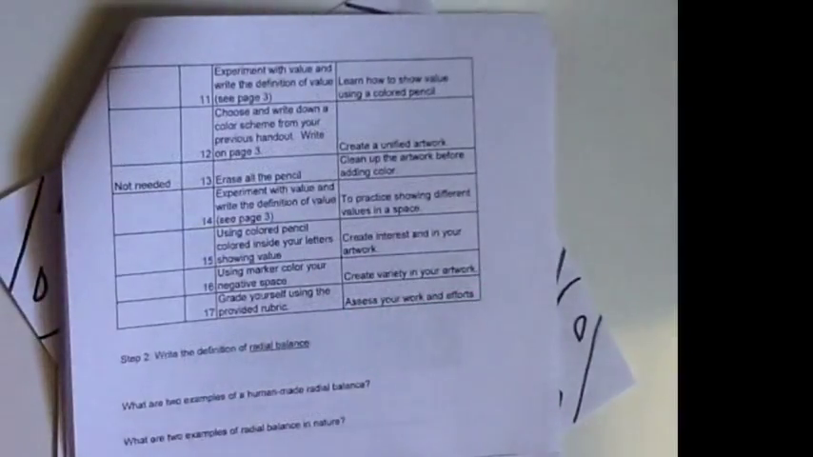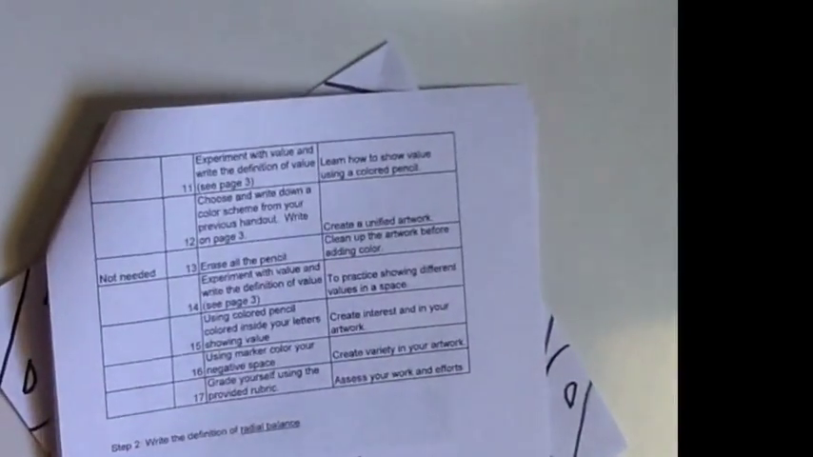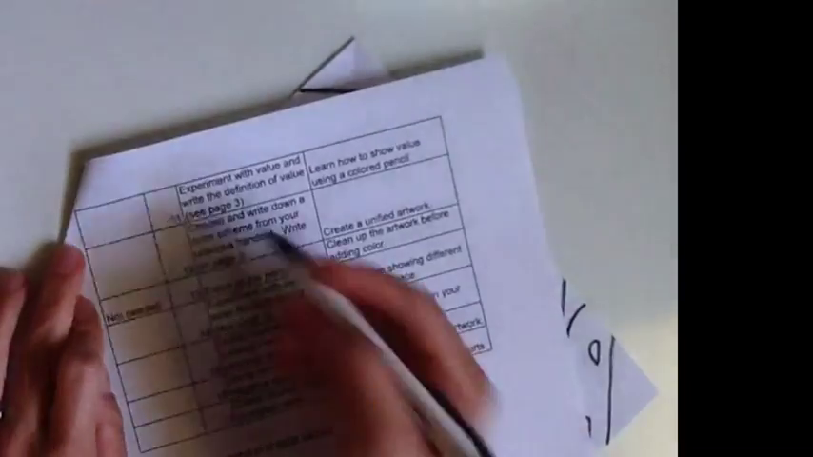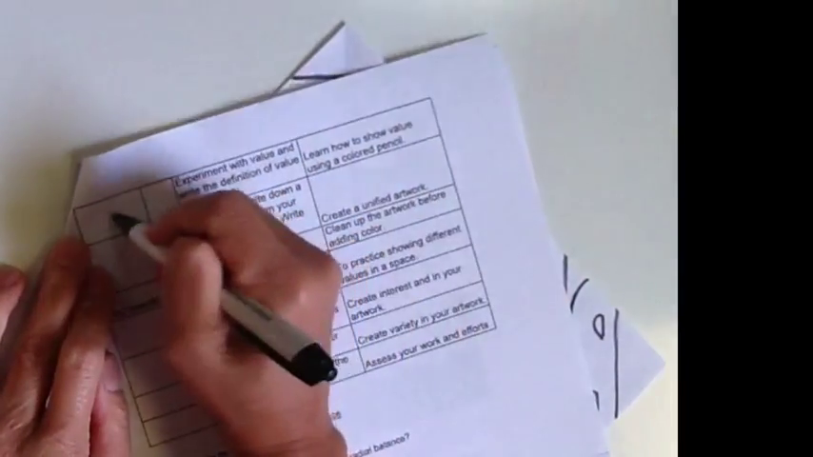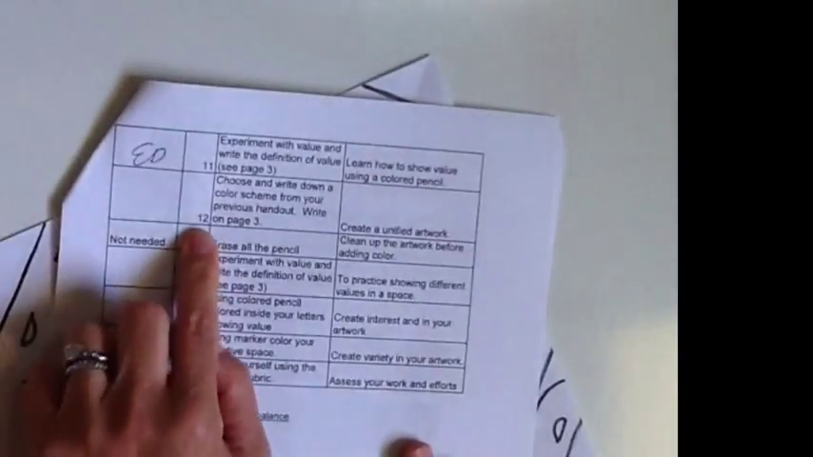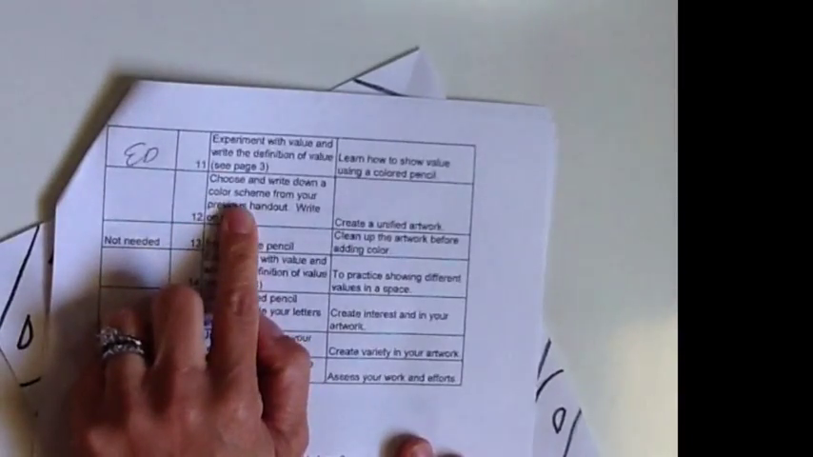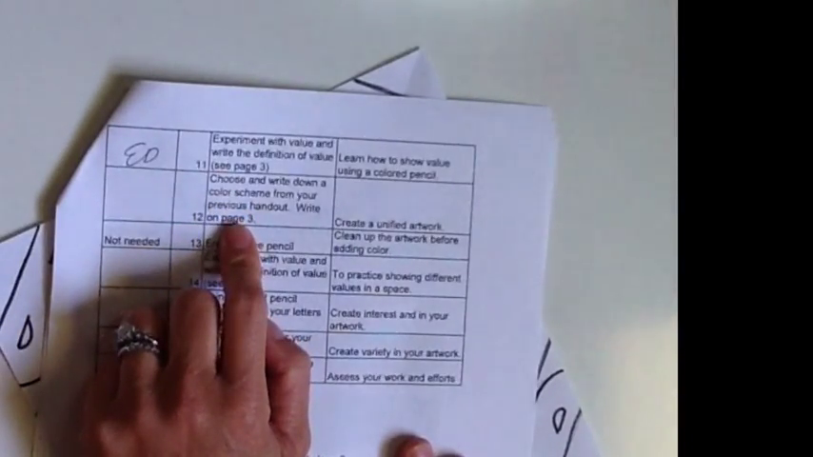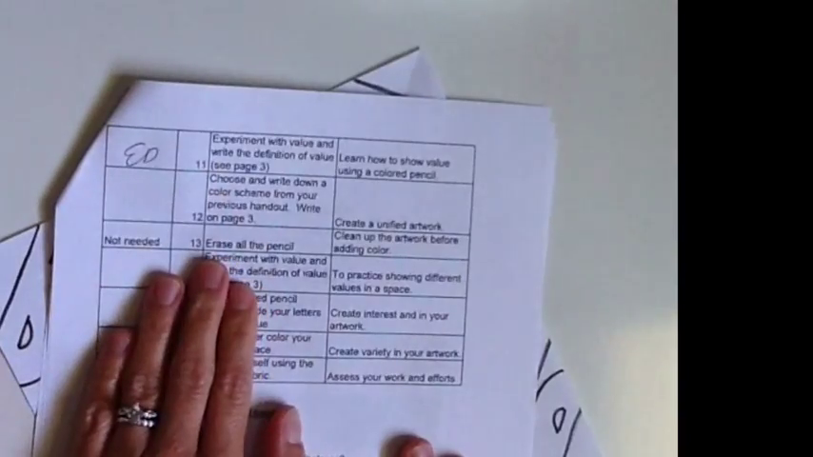When you're finished with the value step, you're going to again come up and show me your value scale and that you wrote the definition, and I will sign off on that section. Step 12 is you're going to choose and write down a color scheme from your previous handout. And we're going to write this on page 3 of this learning guide as well.